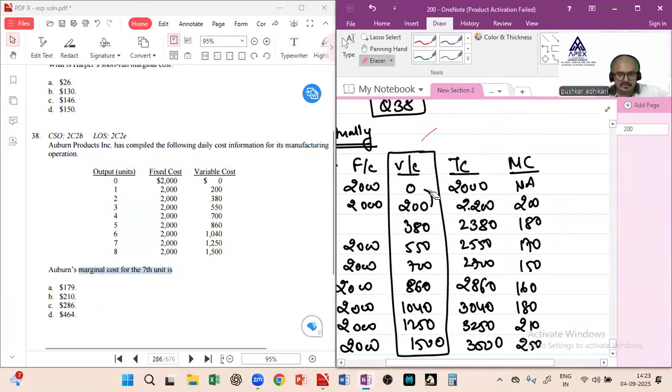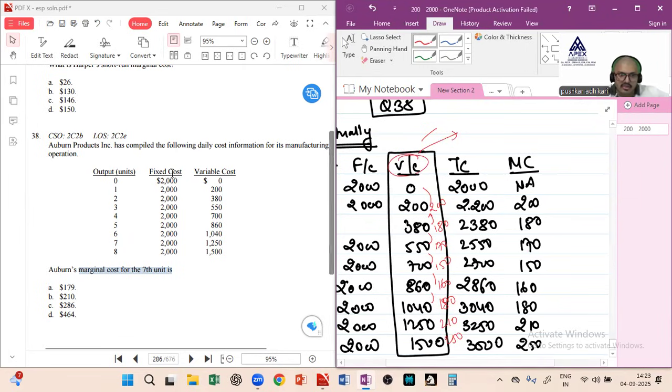Okay, now pay attention. So here, obviously, for the first case, it is how much? 200, 180, 170, 150, 160, 180, 210, and 250. So you are able to do the same thing if you are taking into consideration only the variable cost.